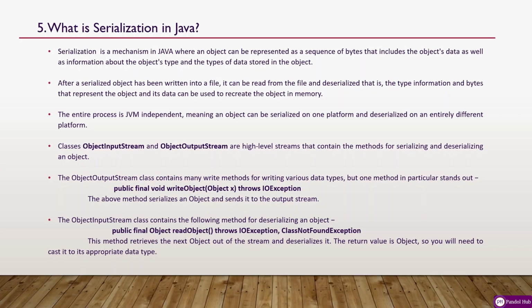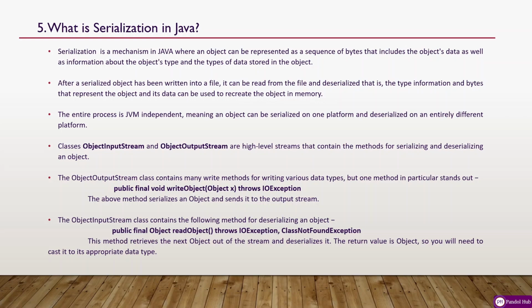The object includes the parameters about the object, like the object's type and the data stored in the object. All those data are converted into a sequence of bytes so that they can be stored in a file or somewhere like that. After a serialized object has been written into a file, it can be read from the file and deserialized, that is, the type information and bytes that represent the object and its data can be used to recreate the object in memory.